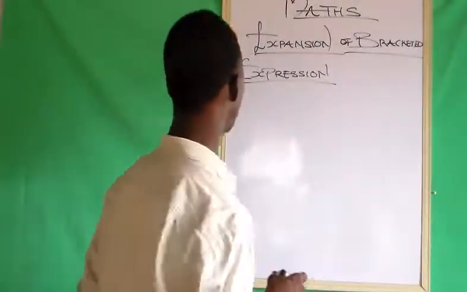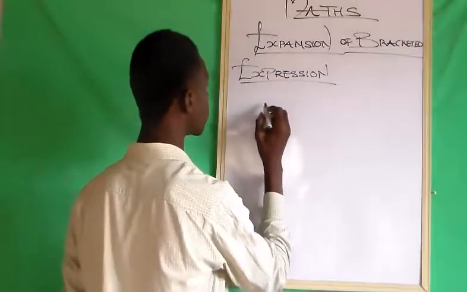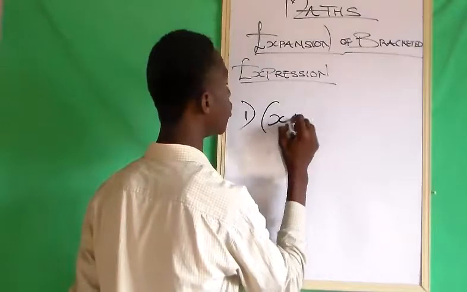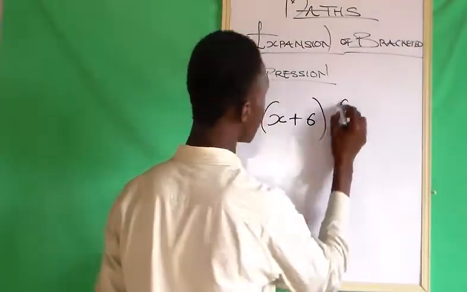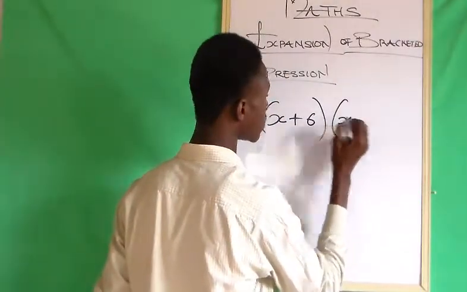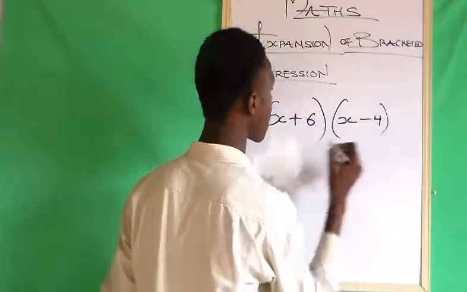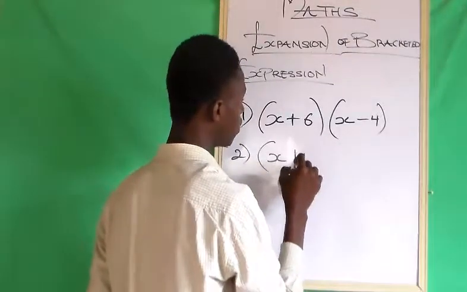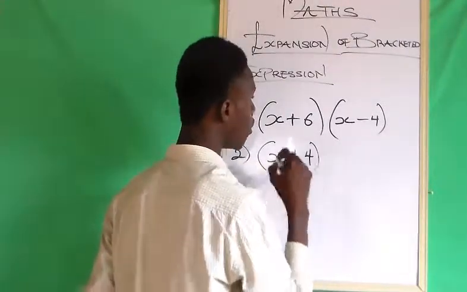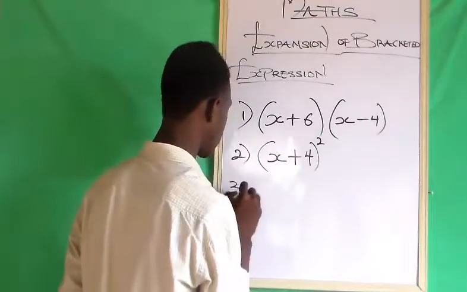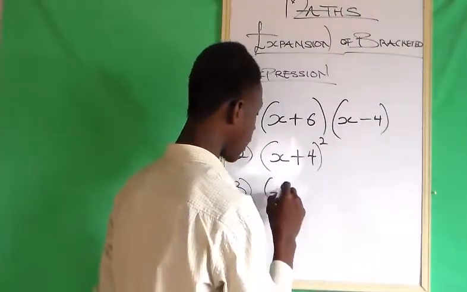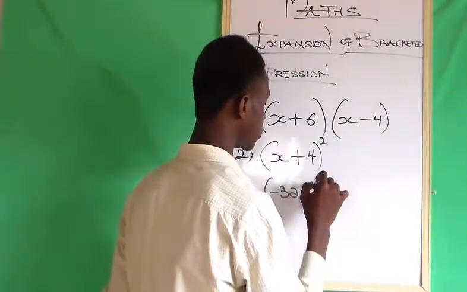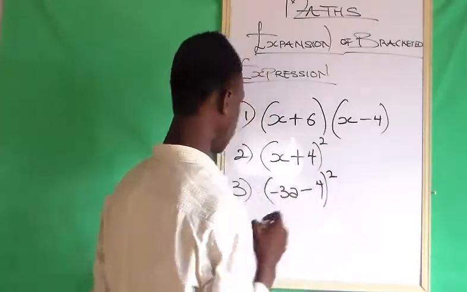Now you're going to do this on your own, and we have an equation to be bracket x plus Ssce, and we have x minus 4. And now we have x plus 4 raised to the power 2, and number 3 we have minus 3a subtracted by 4 raised to the power 2.